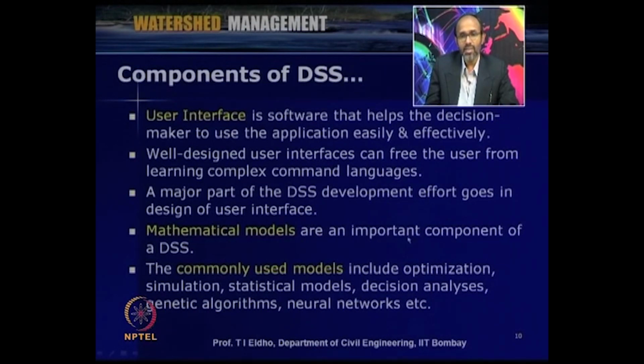Mathematical models are an important component of DSS. As I mentioned, they can be simulation models or optimization models, which help to understand what will happen within the system if a particular scenario or plan is implemented. That is what the mathematical models predict, as a simulation model or an optimization model. The commonly used models include optimization, simulation, statistical models, decision analysis, and then artificial intelligence techniques like genetic algorithms, neural networks, etc. So a number of mathematical models or computer models are used nowadays.